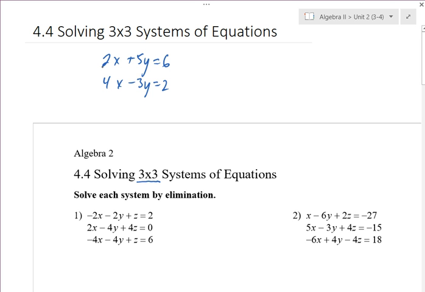And we learned a couple of methods for solving systems like that. We did substitution, where you had to get one of the variables by itself and then substitute it into the other equation. Or we did the elimination method, where we tried to eliminate one of the variables.